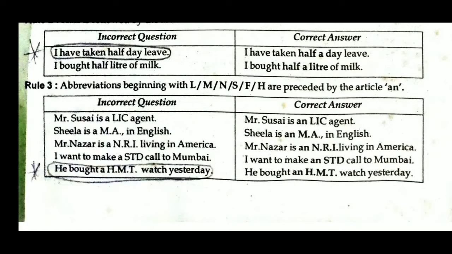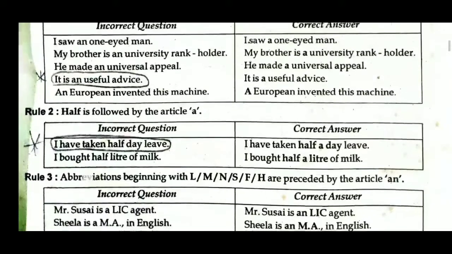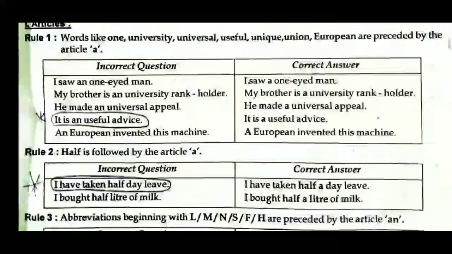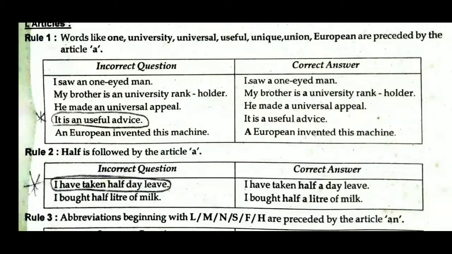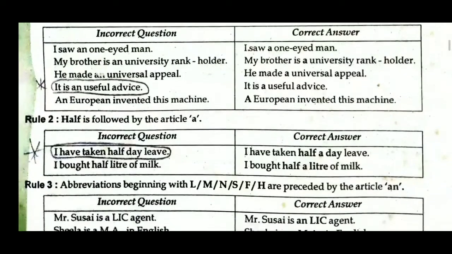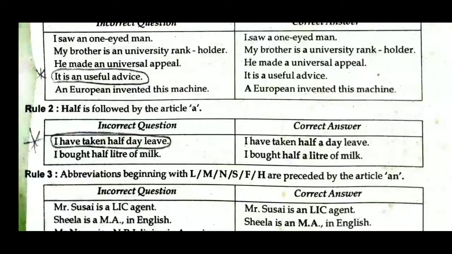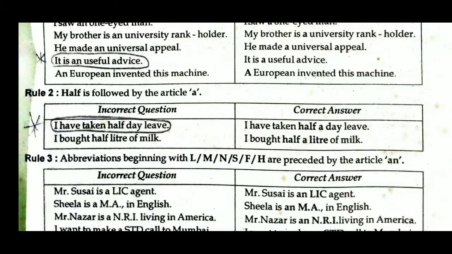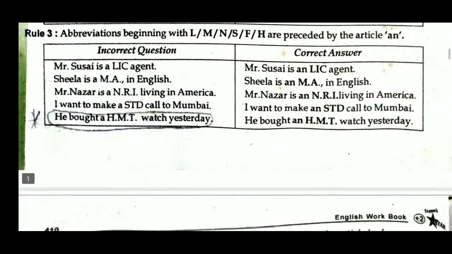So what is rule number 1 in the first page? Words like one, university, universal, useful, unique, union, European are preceded by the article a. Half is followed by the article a. Abbreviations beginning with L, M, N, S, F, H are preceded by the article an. Shall we move on to the next one?